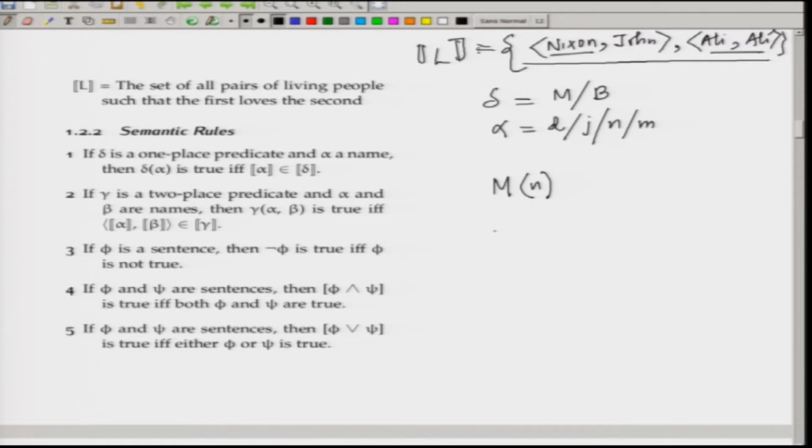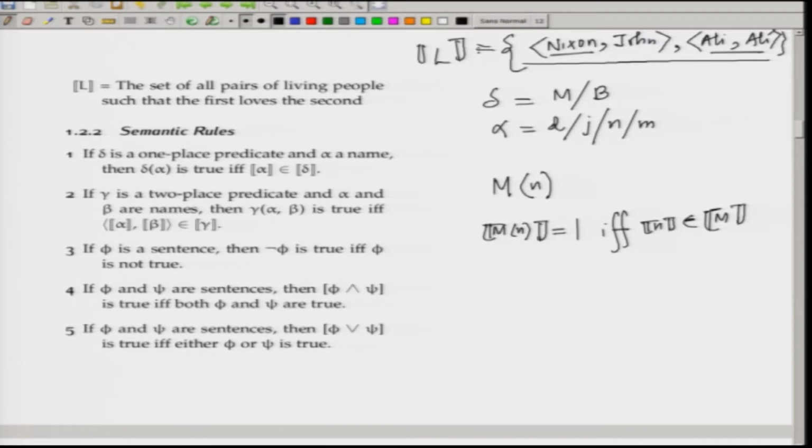this will be 1. This will be 1 if and only if, and this is a general thing, in our case delta is M and alpha is N. So, M N is 1 if and only if the denotation of N belongs to the denotation of delta, that is, in our case, M.